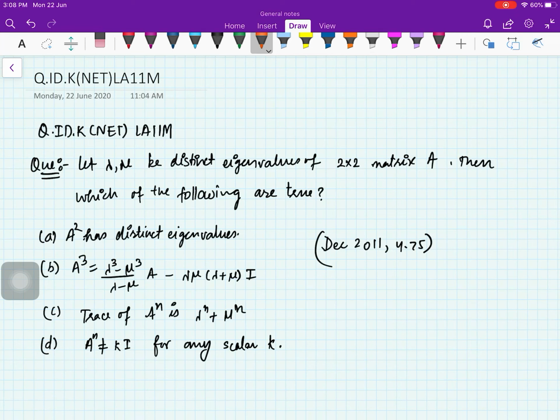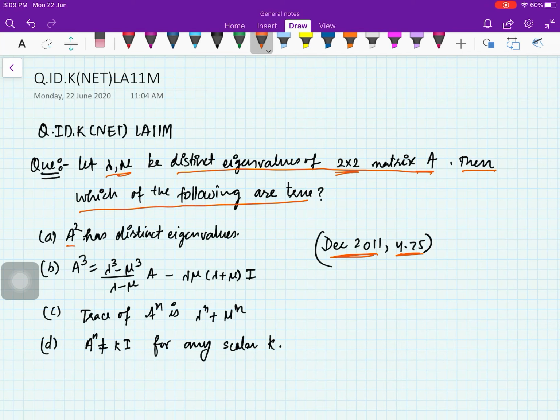Here we are again solving a question which was there in December 2011 UGC NET exam. It was of 4.75 marks. So the question is about the eigenvalues of a matrix. It is given that you have a 2 cross 2 matrix A. Let lambda and mu be the distinct eigenvalues of A. Then you have to see which one of the following is correct.